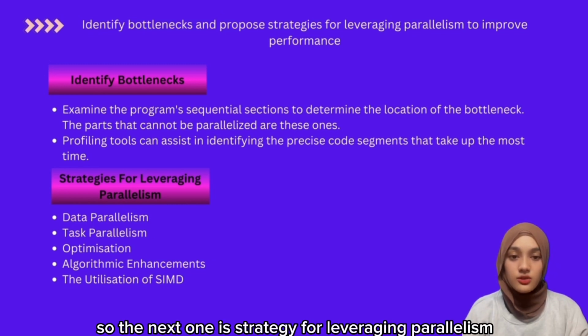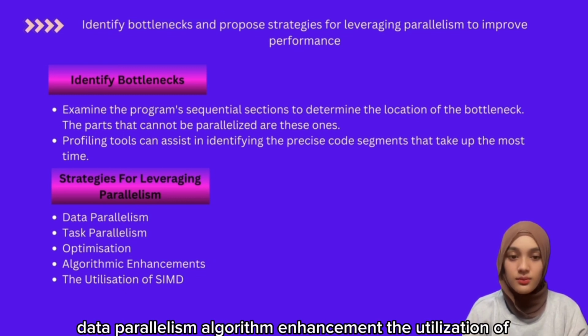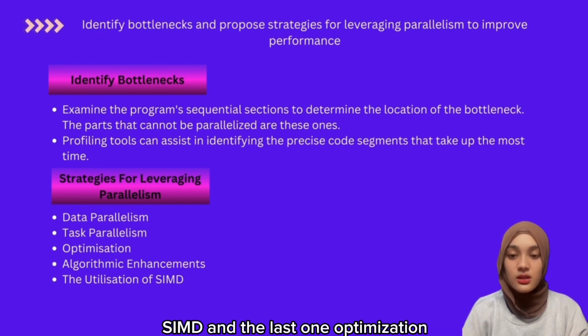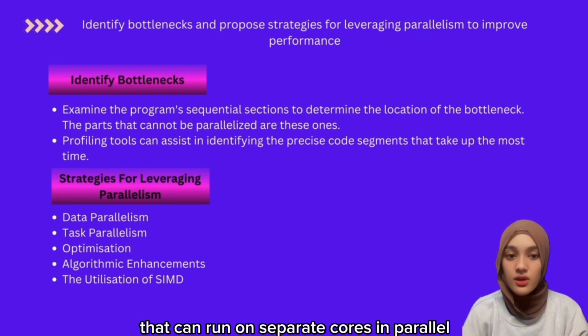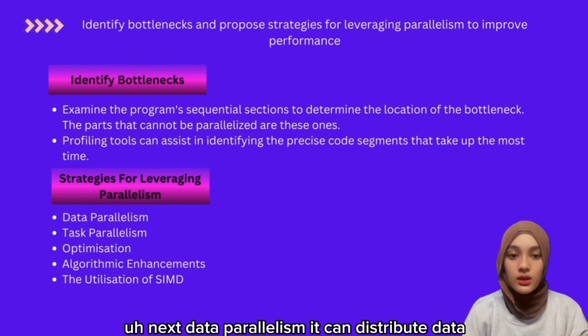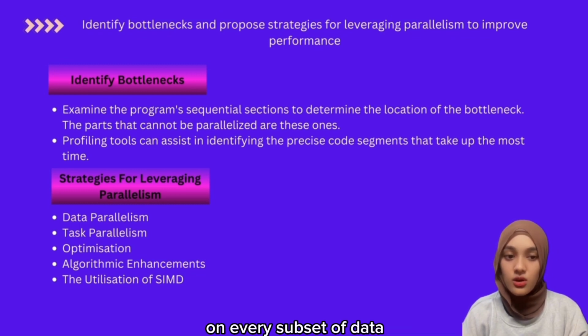So the next part is strategies for leveraging parallelism. Here are 5 strategies: task parallelism, data parallelism, algorithm enhancement, the utilization of SIMD, and the last one, optimization. The first one is task parallelism. It can divide the program into manageable chunks that can run on separate cores in parallel. Next, data parallelism. It can distribute data among several cores and concurrently execute the same operation on every subset of data.